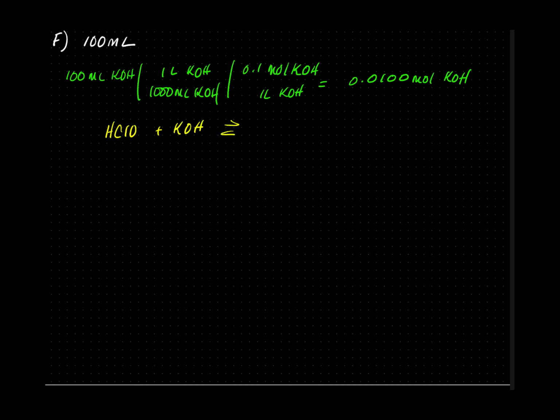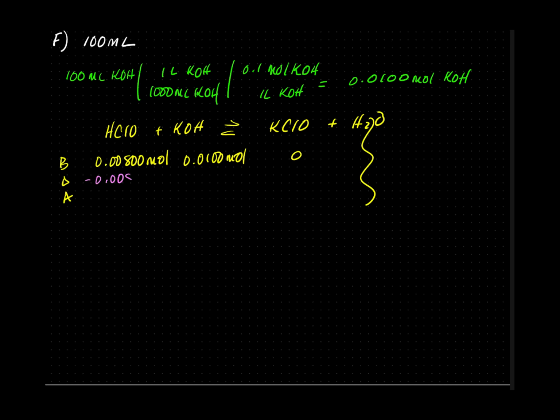We write an acid-base reaction, HClO plus KOH, double replacement, so we're going to have KClO plus water. Before, change, after. Same number of moles as before, 0.0100 moles, and then 0, and water does not count because it's in the liquid state. So we know our limiting reactant is our acid, so I'm going to subtract on the left side by the acid, and on the right side we're going to add. So after is the addition, so this is 0.